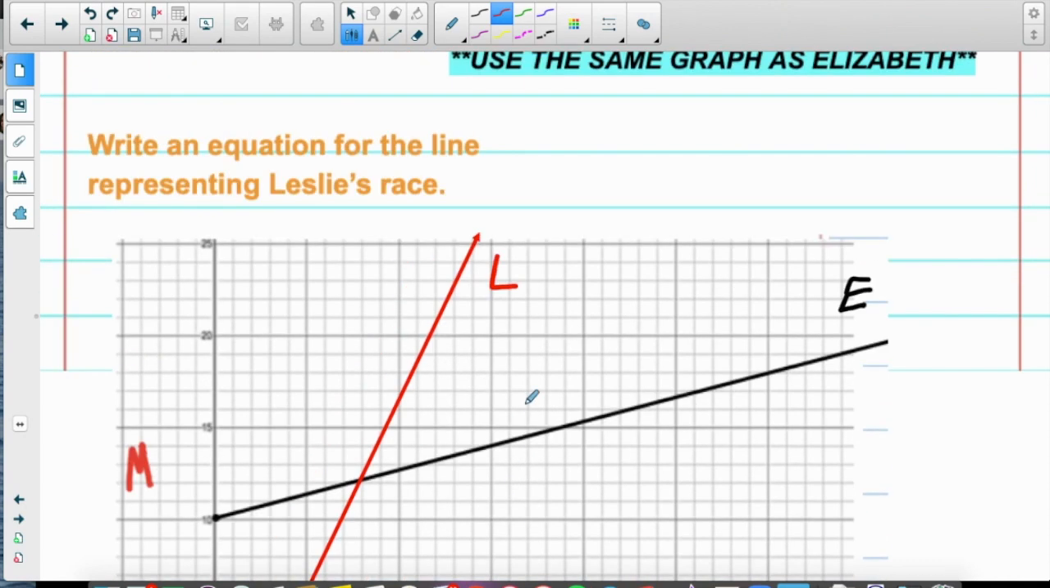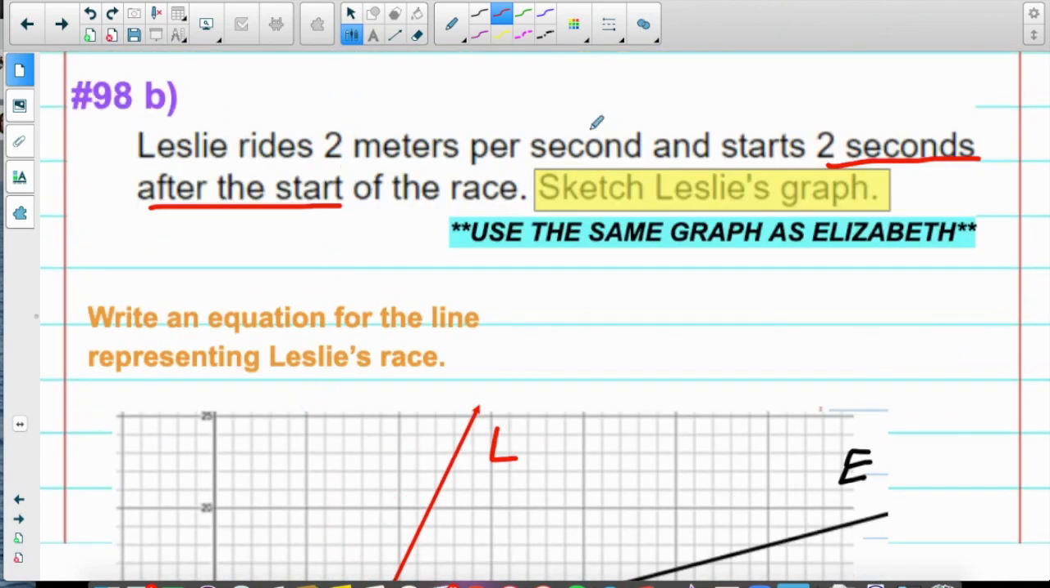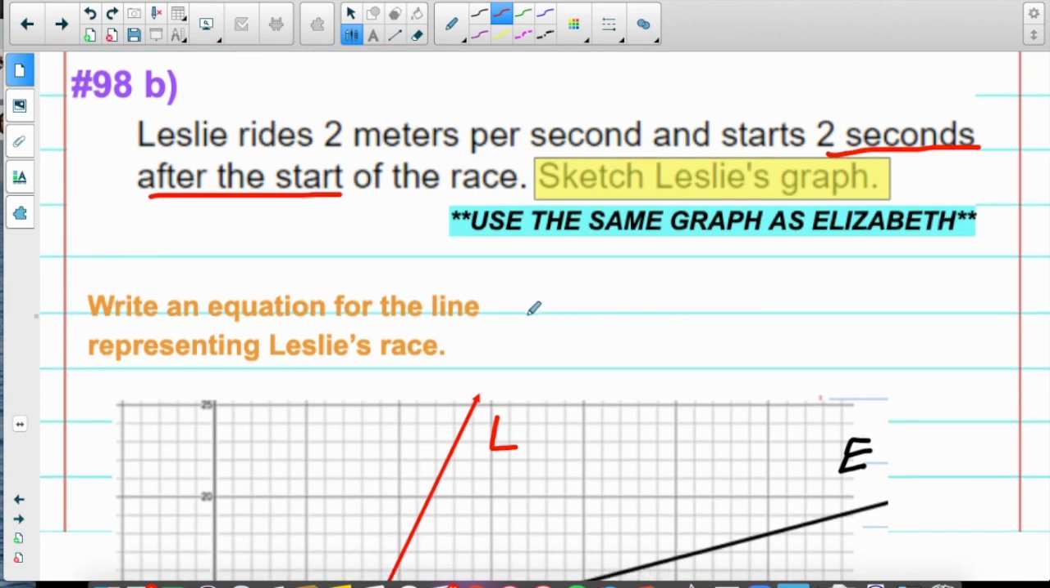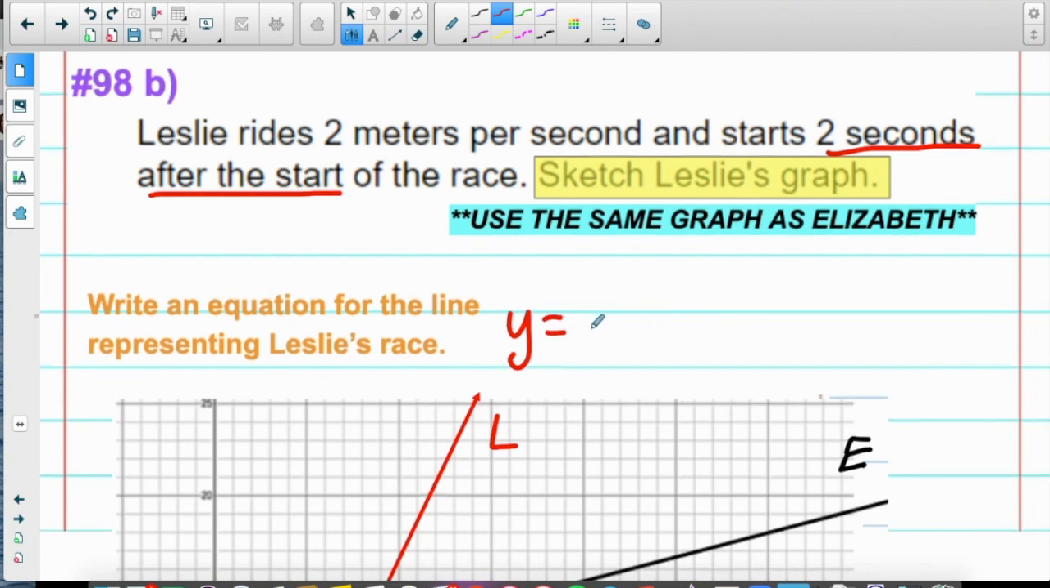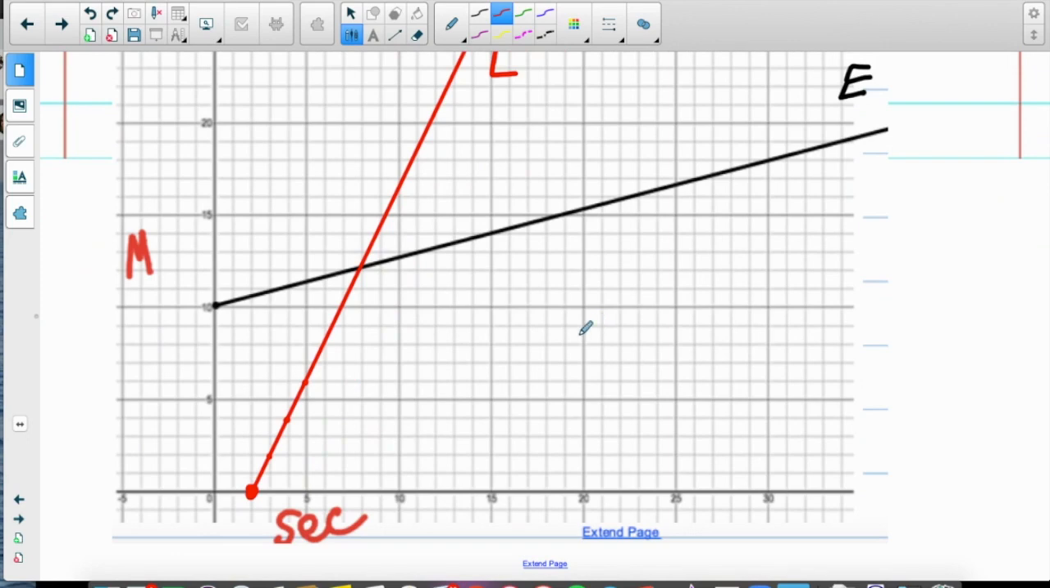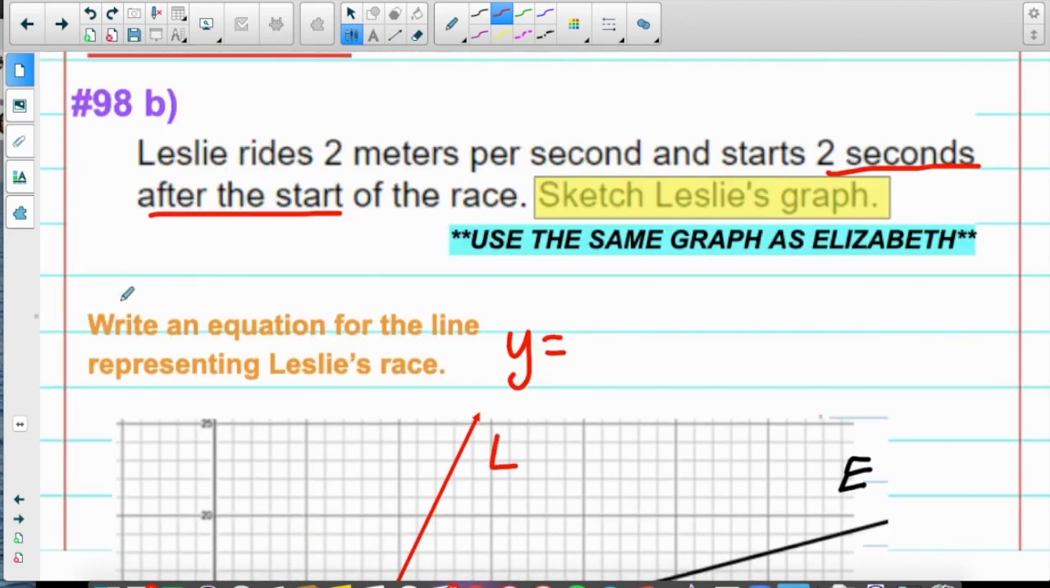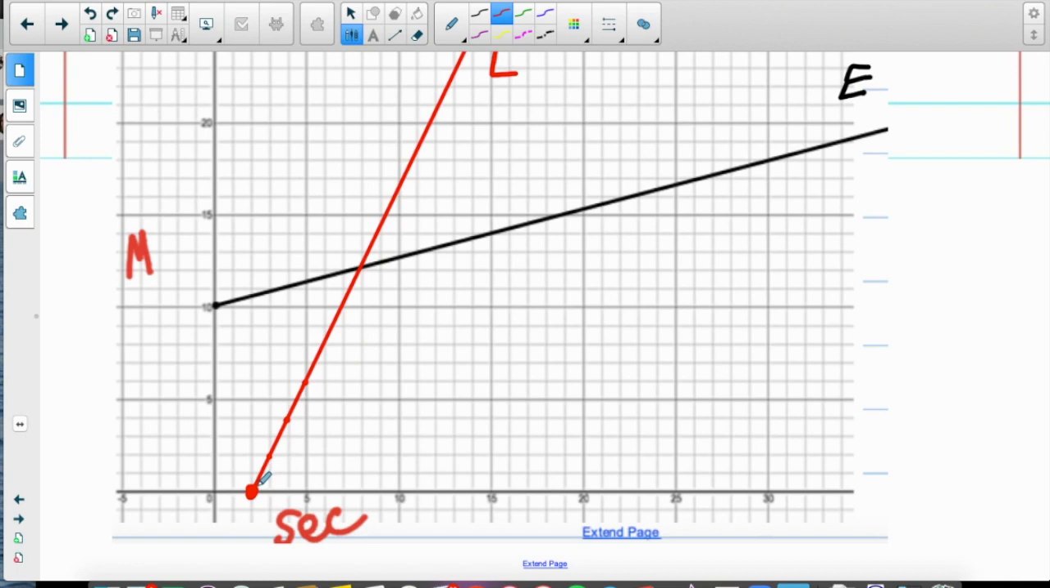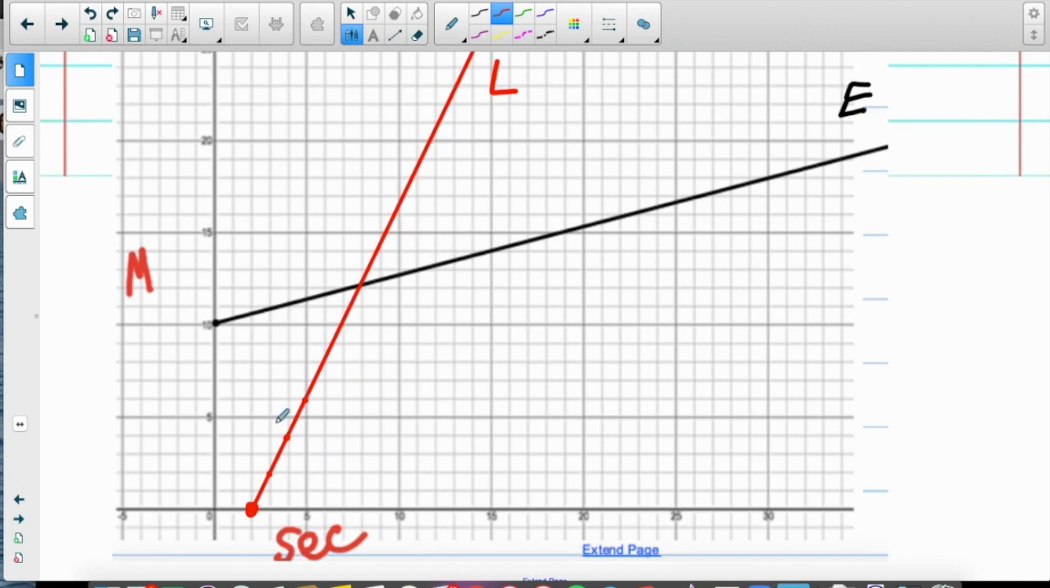And let's scroll back up, make sure we answered the question, we got the graph. Now we're going to write the equation. So we've got our y equals always. We know that she started 2 seconds later, but we're not going to put a 2 there because the 2 is in terms of our x-axis. So we need to figure out where the y-axis, where Leslie would have started.